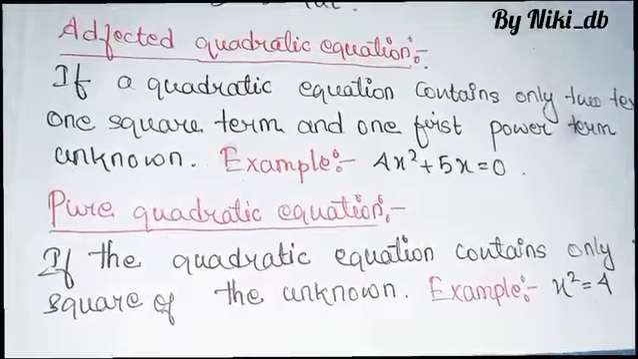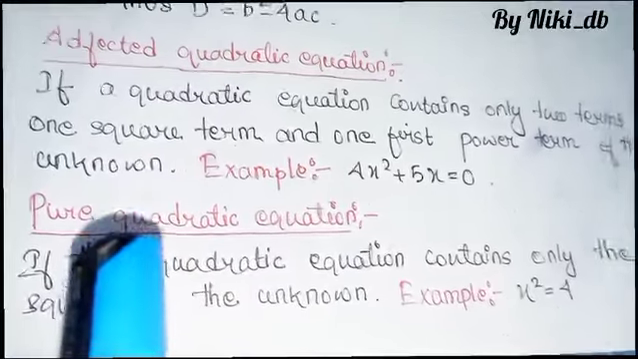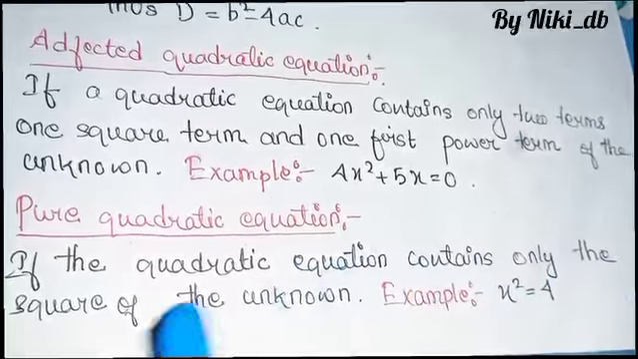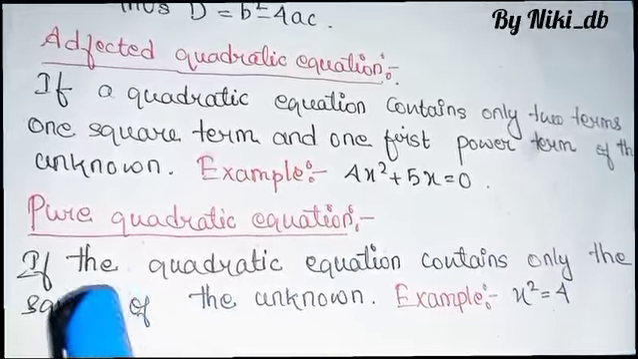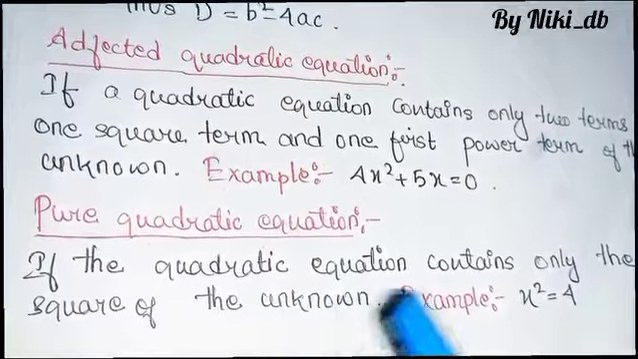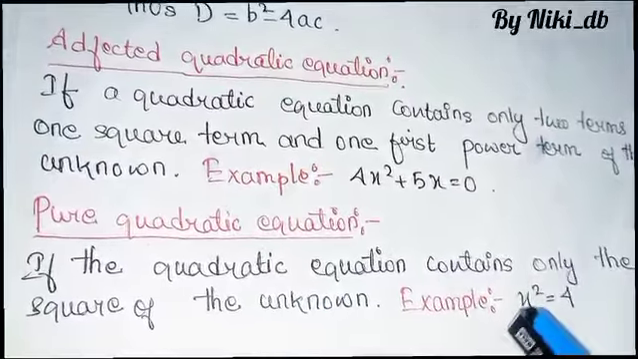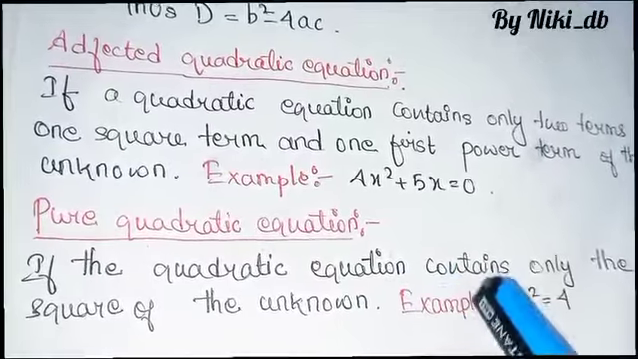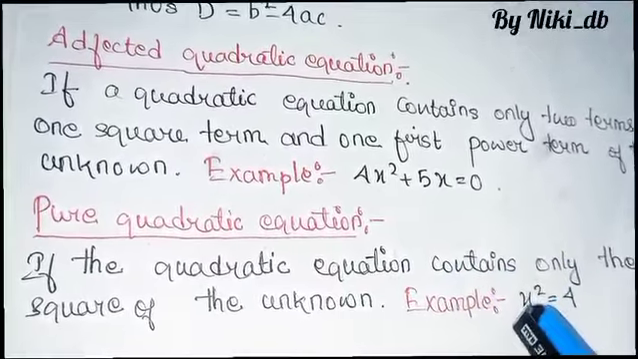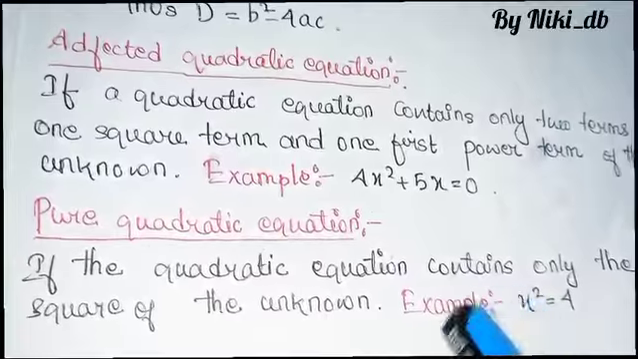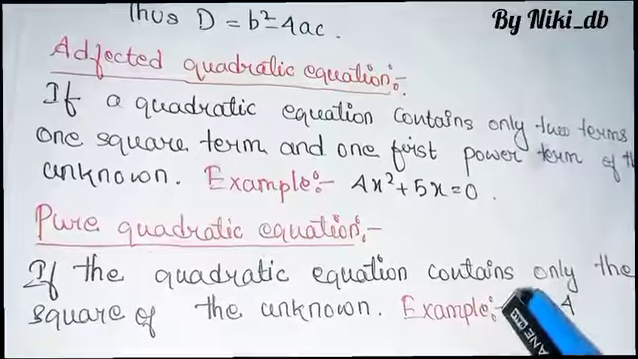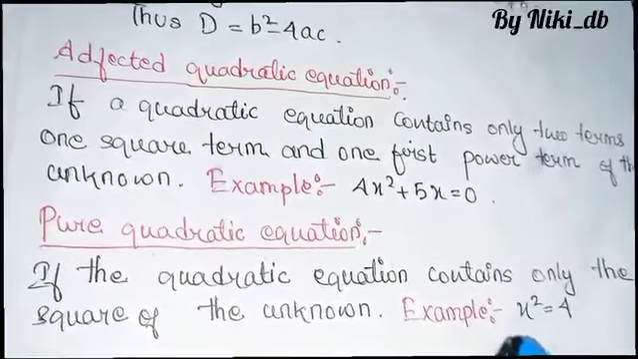Next we are coming about pure quadratic equation. What is a pure quadratic equation? If the quadratic equation contains only the square of the unknown, means here x square. In the example we can see x is the unknown and it's in a square term, so it's a pure quadratic equation.